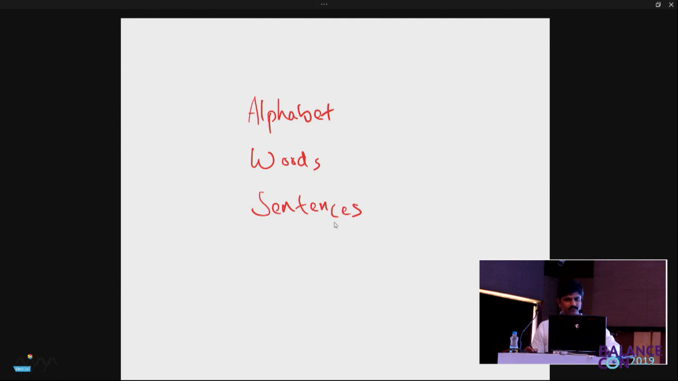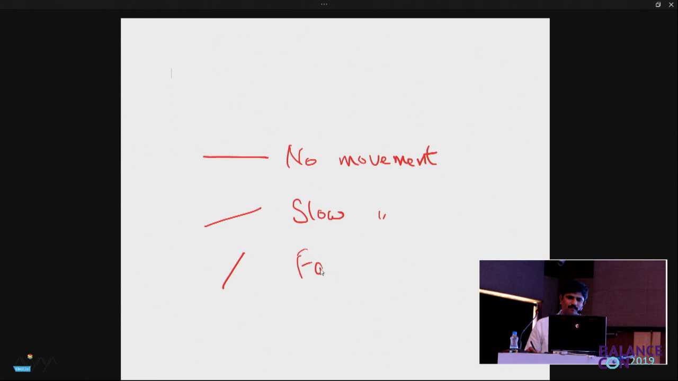What are those? There are 3 alphabets. One is this one. What does this alphabet mean? A straight horizontal line means no movement. No movement in that particular plane. That's all. Next. This is slow movement and this is fast movement.